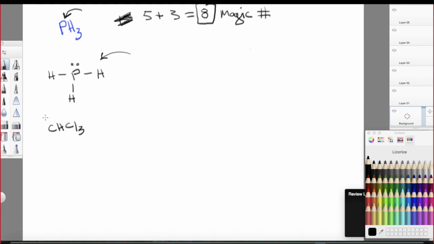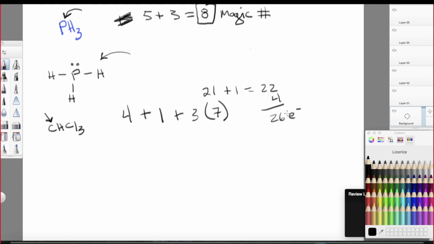So again, if we're going to count up, carbon is out of group 4A, so there's 4 valence electrons here. We've got 1 atom from hydrogen, which is in group 1. And then we have 3 chlorines, which is out of group 7. So we have 21 electrons coming from the chlorines. Then we're going to have the singlet coming from the hydrogen. This is a total of 22. And then we have the 4 electrons from the carbon. So this is a grand total of 26 electrons.